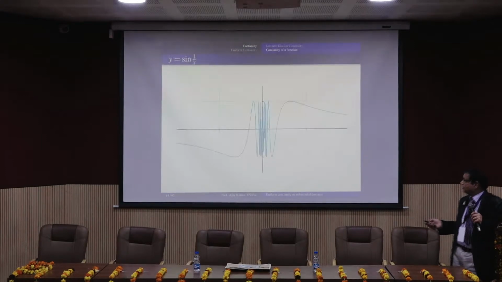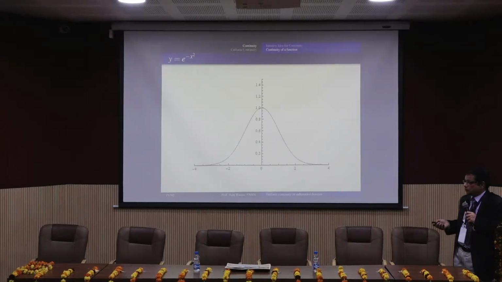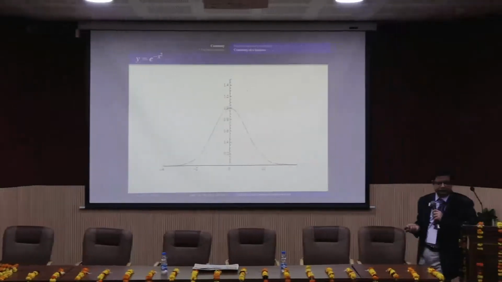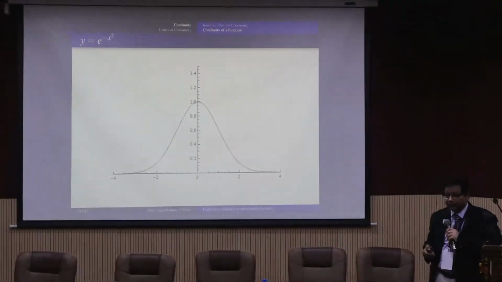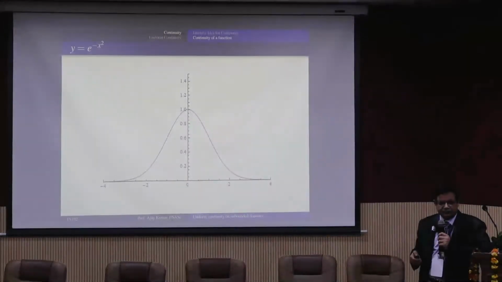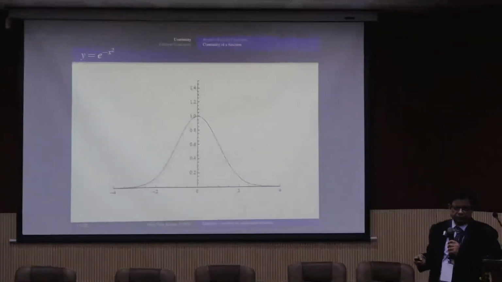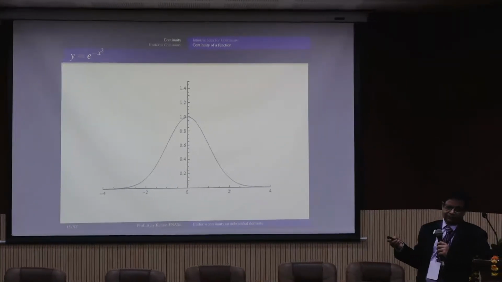Okay, all right. So here is sine 1 by x, and this is the most important function, the so-called Gaussian, e to the power minus x square. The lifespan of these lights and so on, all these follow the e to the power minus x square. Our life also follows this function.